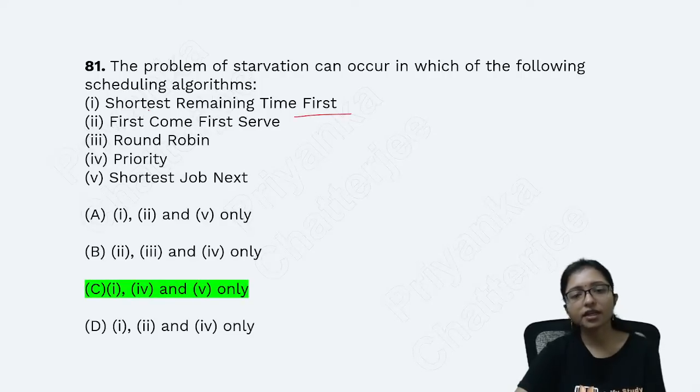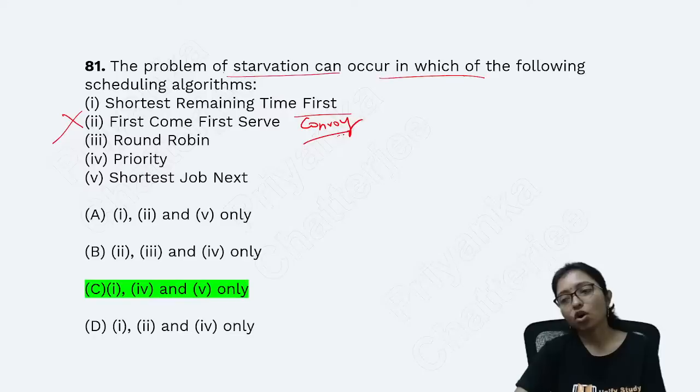This question is asking in which case starvation can occur. Because I am giving the priority to the shortest one, the largest one will suffer. First come first serve, there is no problem of starvation, but the convoy effect problem is there.